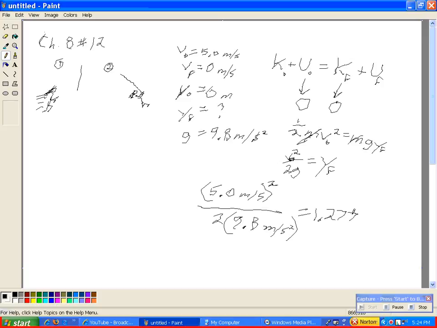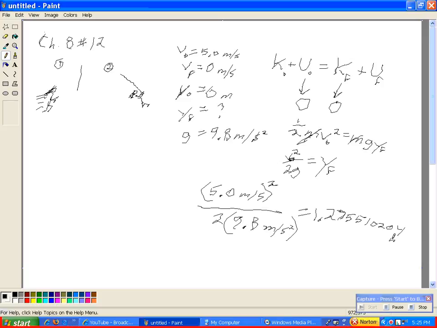Nope, that's not right. Let's get out the eraser and get rid of that 7. It's 1.275510204. Alright, and that's meters per second.